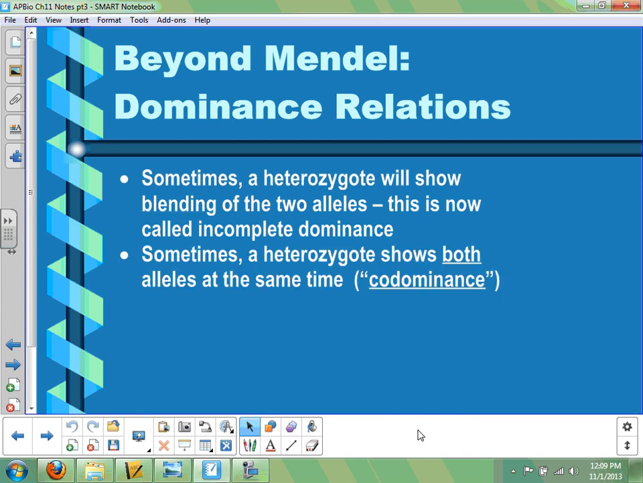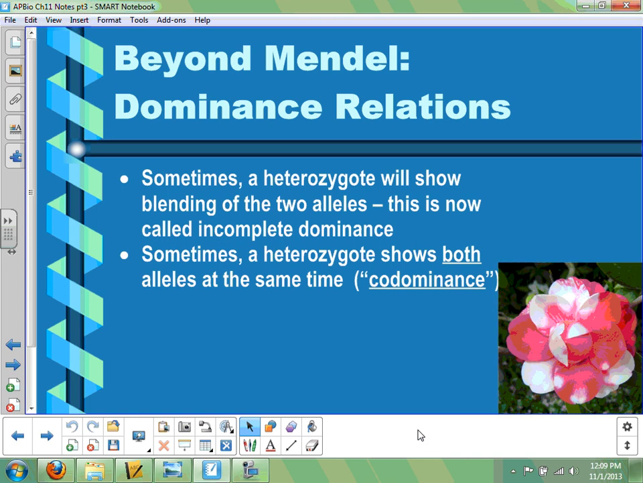Another thing we've discovered is sometimes heterozygous individuals show both alleles simultaneously. We call this codominance. And in codominance, instead of crossing a red and white flower and getting a pink flower, we can cross a red flower and a white flower and get a red and white flower, where both traits are showing up simultaneously instead of blending together.